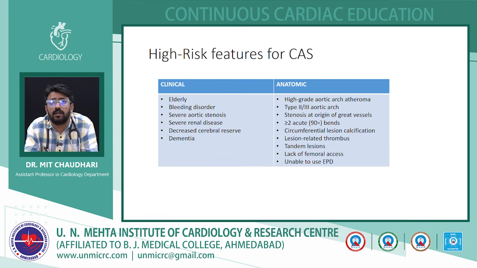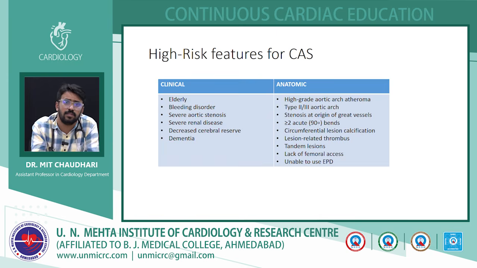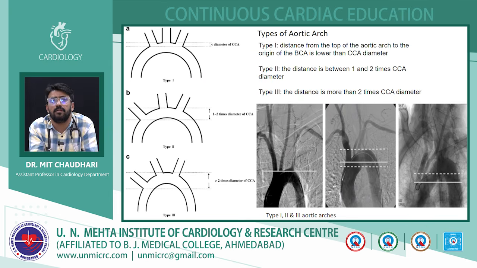And these are the patients who are high risk for carotid artery stenting. So these are the patients, like patients with severe AS or a very calcific aorta, or certain aortic arch variants like type 2, 3 variant or bovine arch. In such cases, there is increased risk of atheroembolism because of too much catheter manipulation, and also bleeding disorder. All these are relative contraindications, or high risk features for the case. In such cases, we can consider carotid endarterectomy.